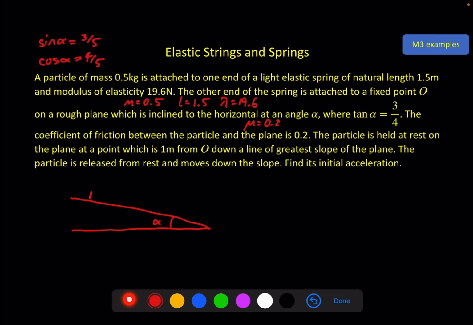Here we've got a fixed point O, and there's a spring here. The particle is on the end of it here. This distance initially is 1 meter. It's released and goes down the plane.